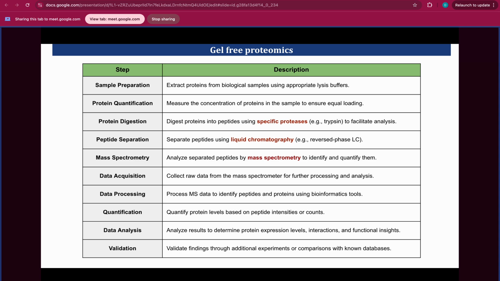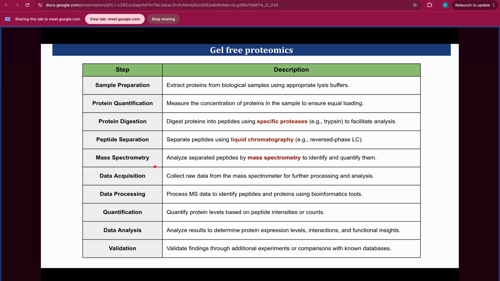So we'll ensure the concentration of protein in the sample so that there could be equal loading. Now the third step here is protein digestion. In this we'll digest the protein, fragment it into peptides, using specific proteases which facilitate the analysis. Now we will separate the digested protein. For the separation we'll use liquid chromatography, for example reverse-phase liquid chromatography.